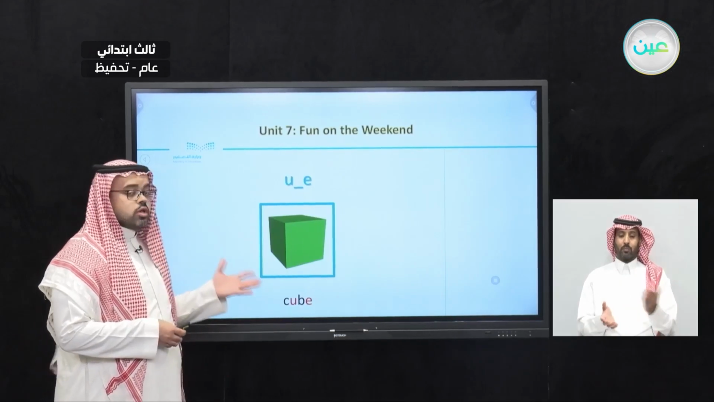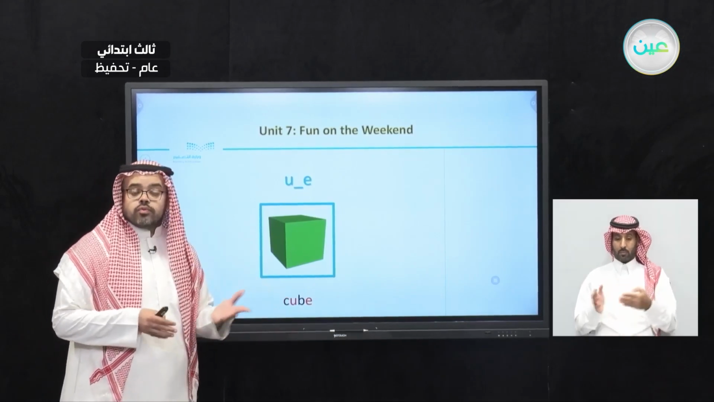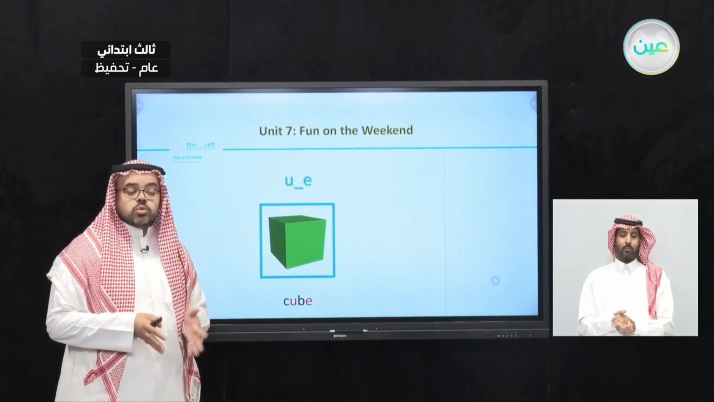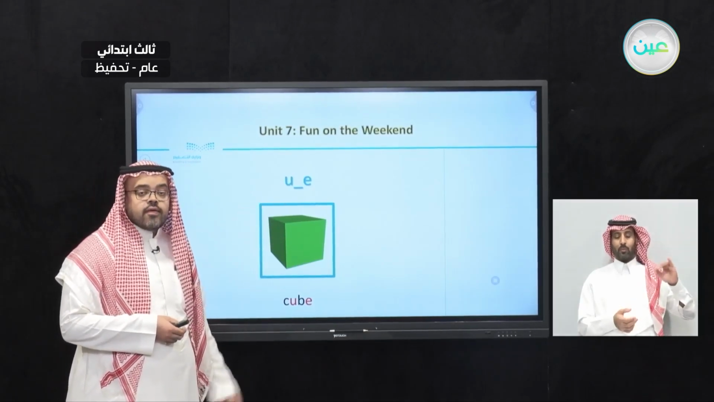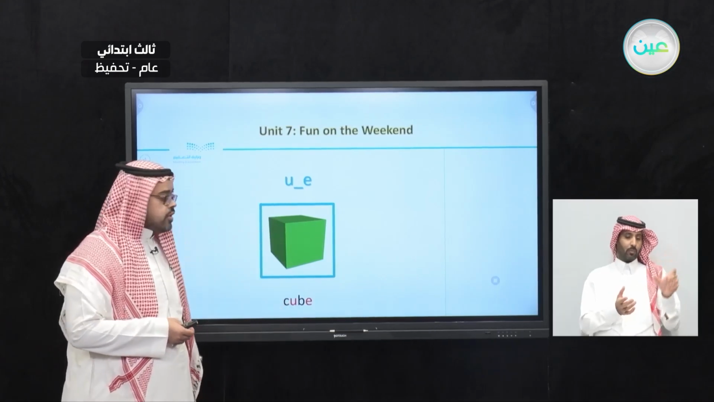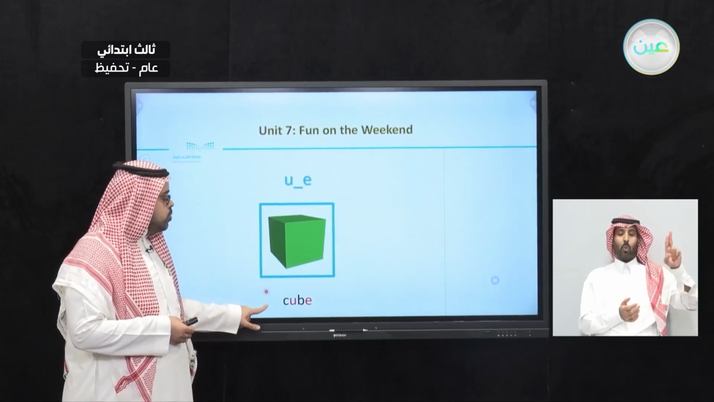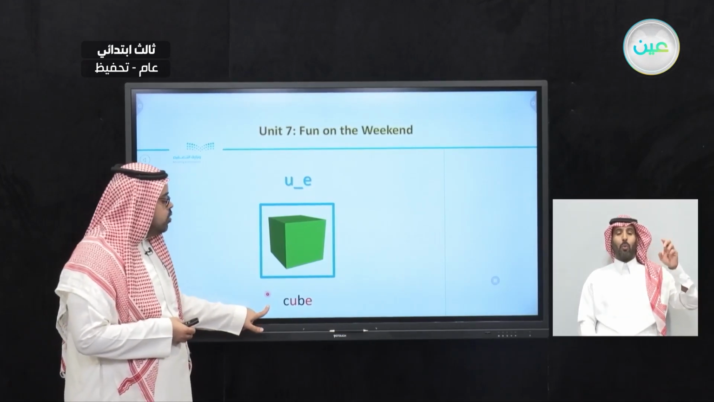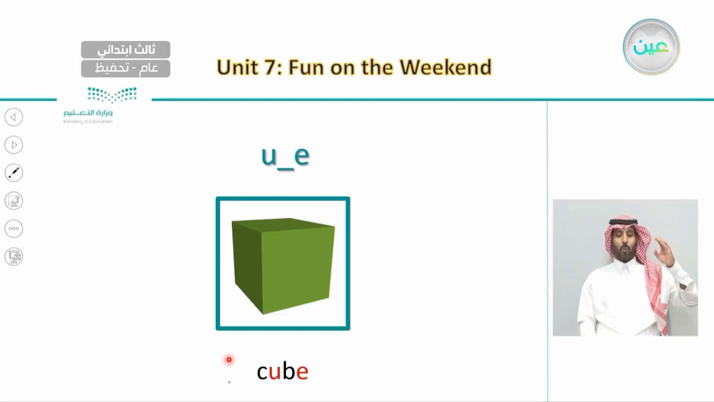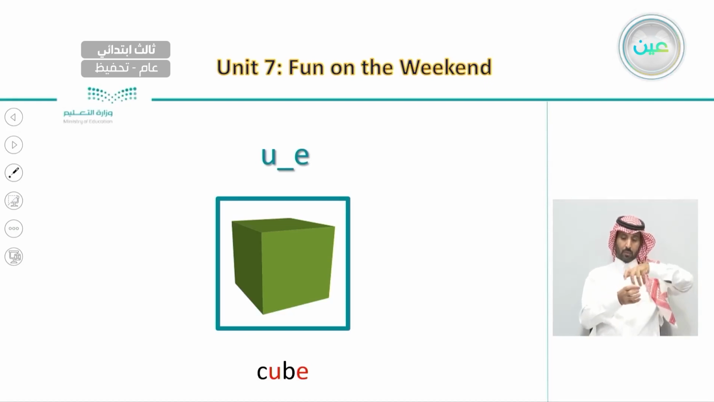And now we'll go to the last group of words we have, which is words that have U and E at the end. And the first word we have here is the word cube. Cube. Say with me. Cube. Very good. This toy is in the shape of a cube.